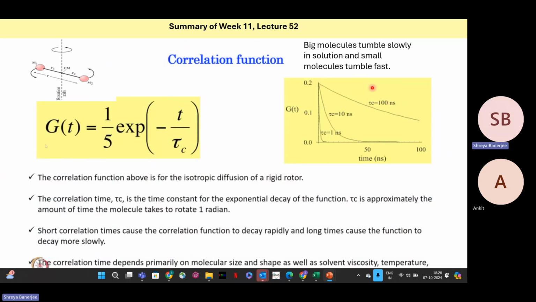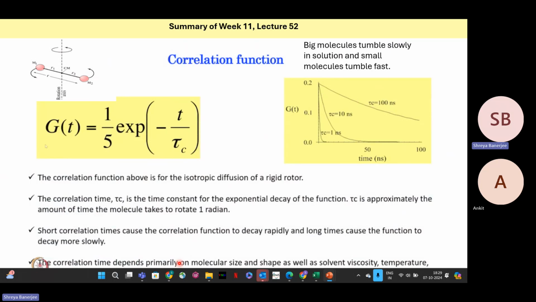Because the correlation time is large, the function will decay very slowly, as you can see. And if you have a small molecule, the correlation time will be very short because it will rotate very fast. Here the correlation time is 1 nanosecond, and because it is small, the function will decay very fast, even around 10 nanoseconds. So again, short correlation times will cause the correlation function to decay rapidly, and long correlation times will cause it to decay slowly.